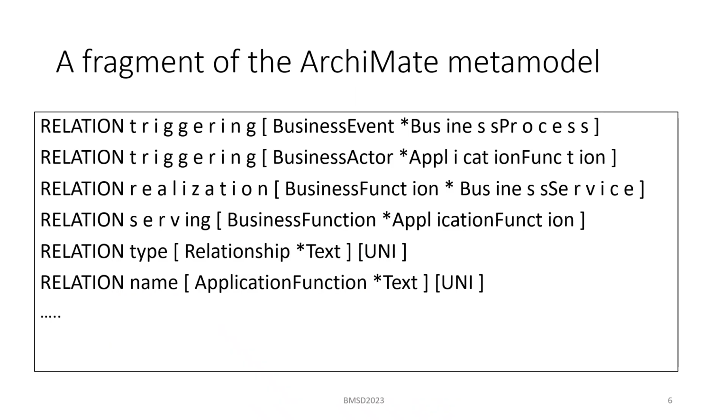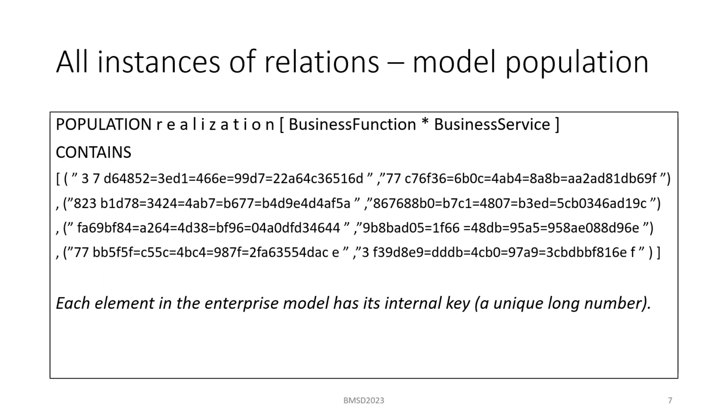The underlying storage is a structure of relations. This slide shows a fragment of this structure. The types of the elements and relations are standard types of the Archimate metamodel. As the views are drawn, this internal structure is populated with elements. Each element in the enterprise model has an internal key, a unique long number. These numbers are shown on the slide.